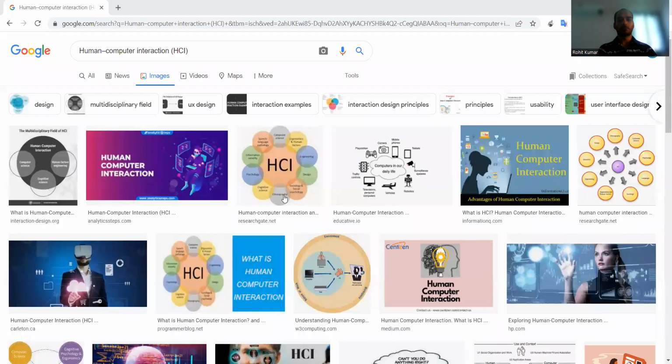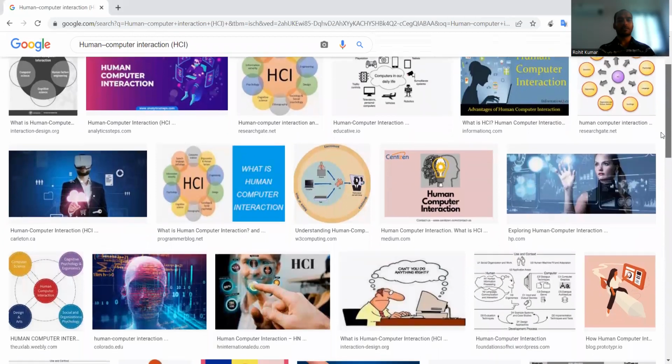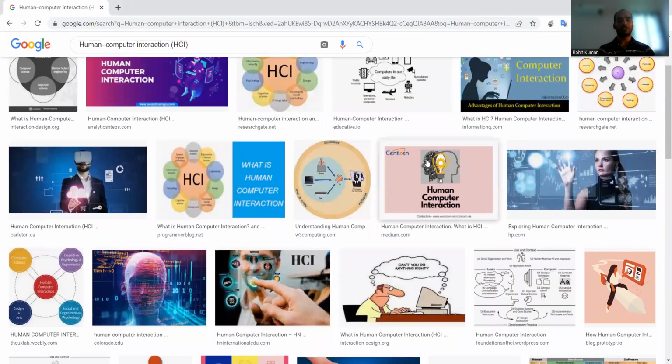Which is human-computer interaction. Many people call it human-machine interaction, and the message is quite clear. Through these images you can see quite clearly that when the human and the machine interact with each other, then the associated techniques, issues, concepts, or related aspects come under the domain of human computer interaction.